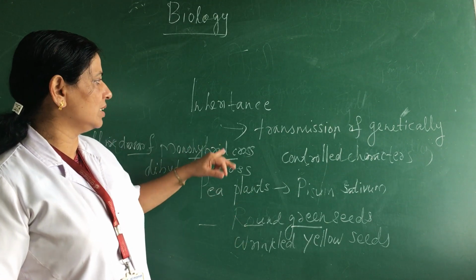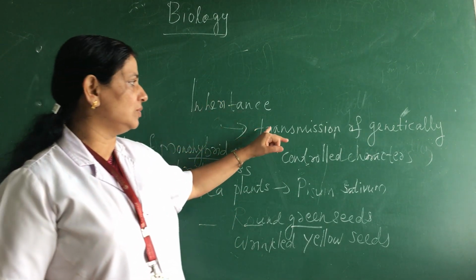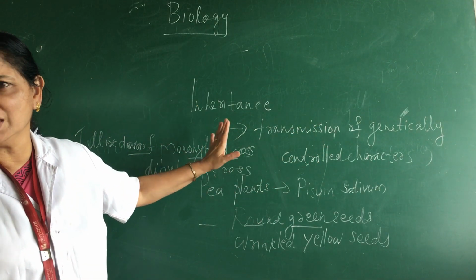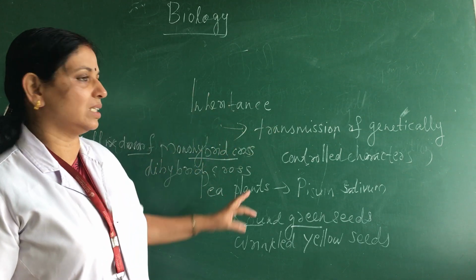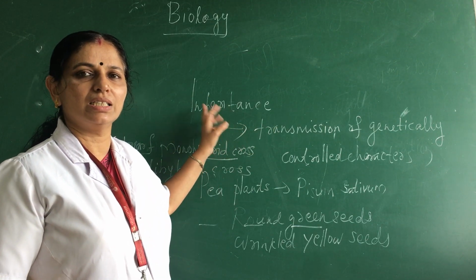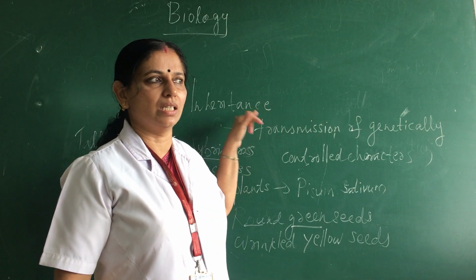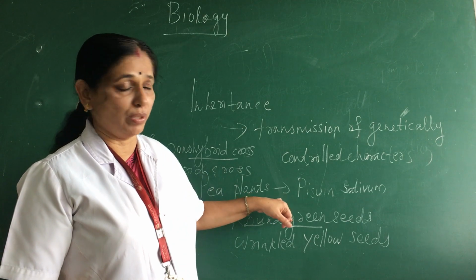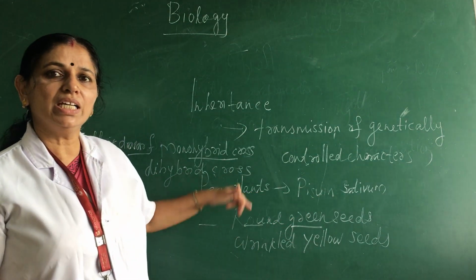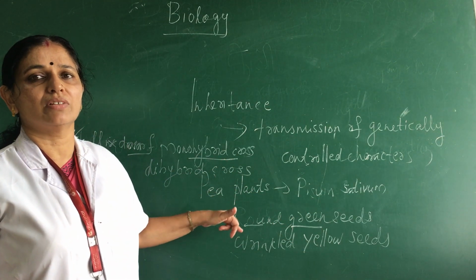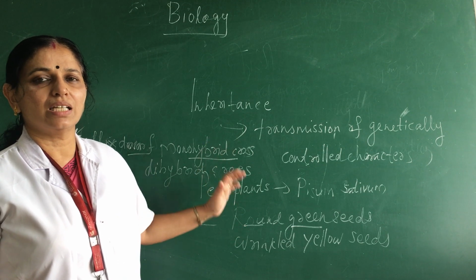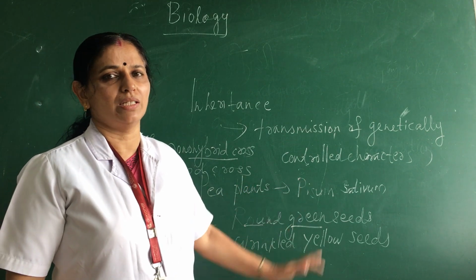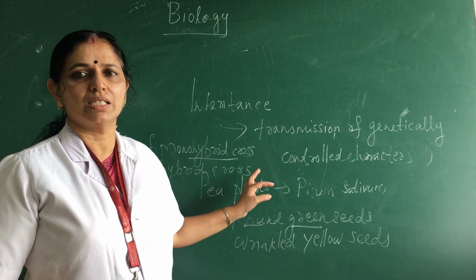Today we have learned what inheritance is: the transmission of genetically controlled characteristics from one generation to the next is known as inheritance. Who first studied inheritance? That is Gregor John Mendel. He was a scientist. Which plant did he select? The pea plant. What is the scientific name of the pea plant? Pisum sativum. Why did he select pea plants? Because it has several contrasting characters, it is available very easily, and it is a self-pollinating plant. These are the three reasons why he selected pea plants.